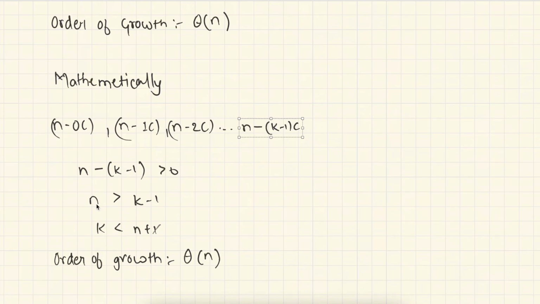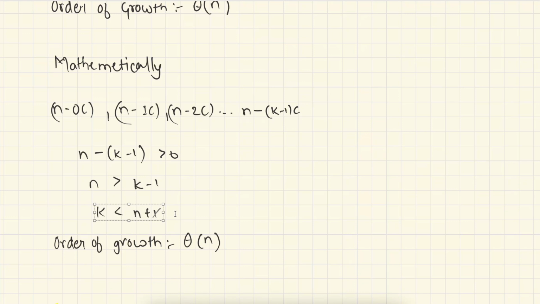So after solving this we get k less than n plus 1. We are not interested in lower order terms, so we cancel out the 1 and it becomes k less than n. So finally we get the order of growth of this for loop is going to be theta of n.